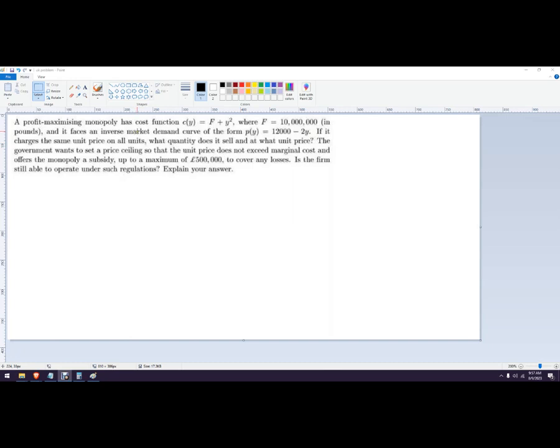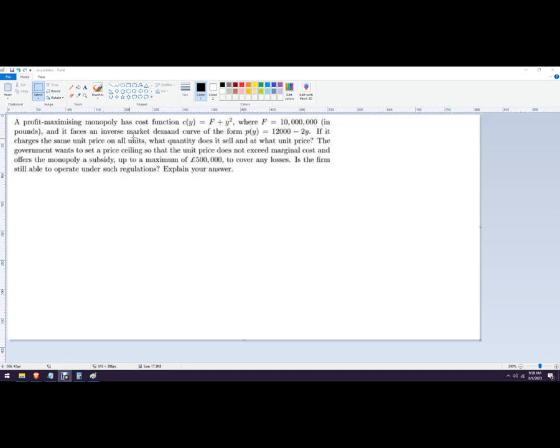Here we go. A profit maximizing monopoly has a cost function of this. The variables we're using here are a little different than what we have in the US. So this is cost of y, where y units is what we would usually see as quantity. So this is the cost of however much quantity you want to produce. F is going to be the fixed cost, so this is 10 million pounds, and you're just going to plug that in there.